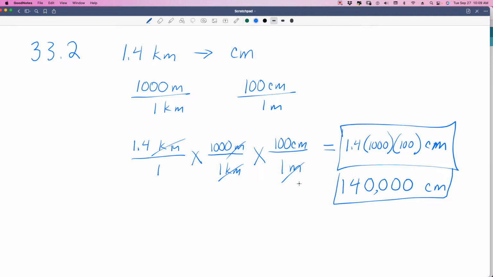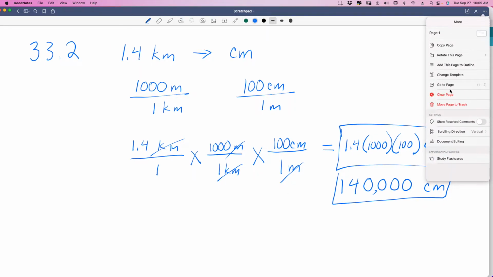All right. So moving on. Let's see what else we need to cover today. We have one more practice problem for this, and then we're going to talk about something else. Well, it's the same thing. It's just a different type of conversion. So let's do 33.3. And we are going to convert 24 miles into inches. So what do we need to know?